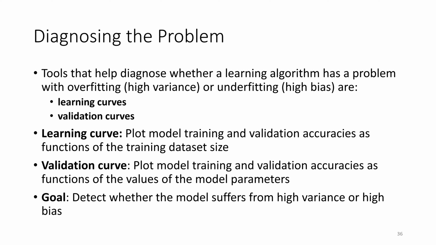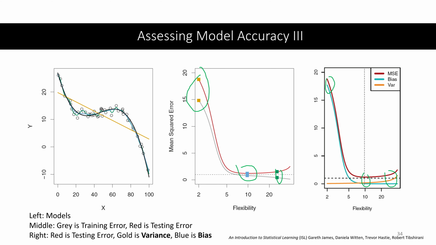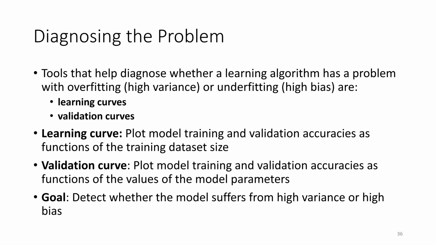So how can we diagnose whether there is overfitting or underfitting? These graphs that are here, we can draw them as well. They are called validation graphs or curves. We can also create learning curves. Basically, learning curves and validation curves are our friends that help us diagnose whether there is a high variance or high bias problem, or an overfitting or underfitting problem.